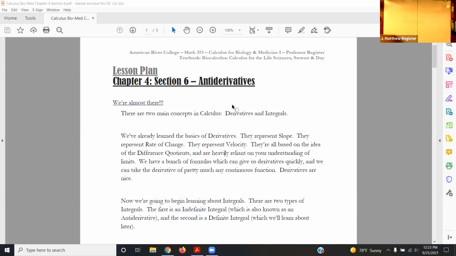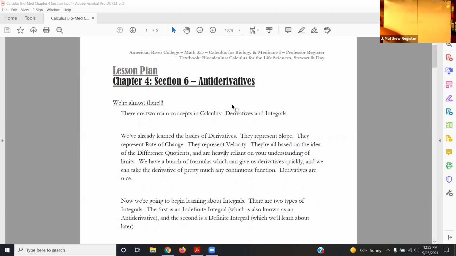Hi there, folks. Today we are going to be covering section 4.6, Antiderivatives. Now notice that it is a single section, and that is because it is one of the more important sections, and so I want to make sure that we really have a focus on it.